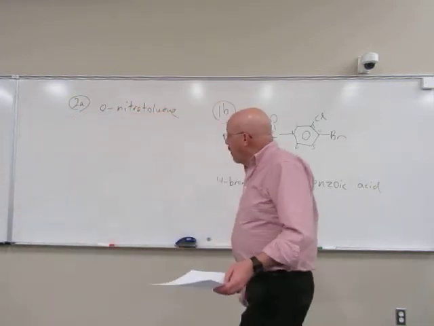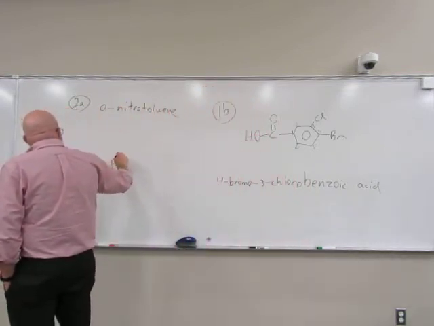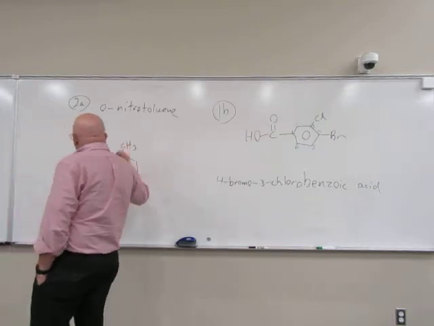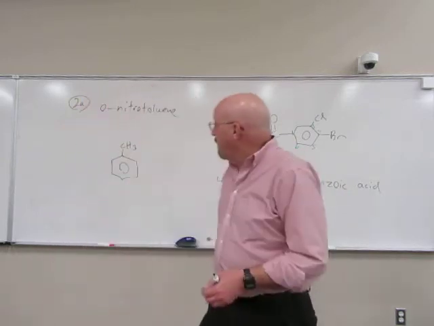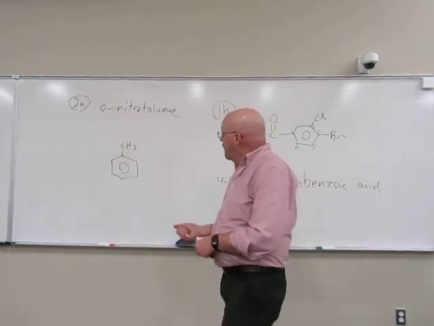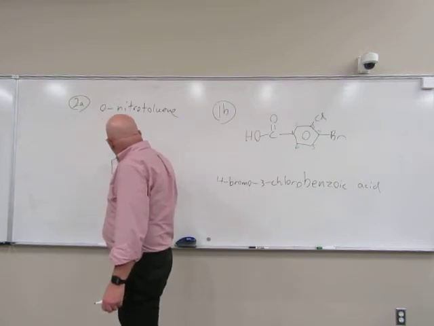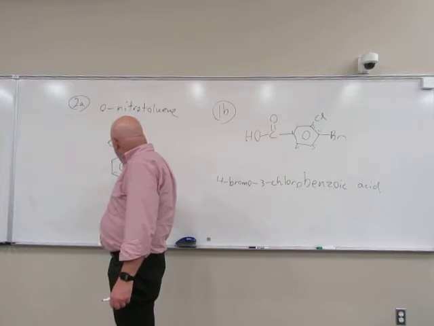First one here is orthonitrotoluene. Toluene, if you recall, is a benzene ring with a methyl group. That is toluene. We have a nitro group in the ortho position. Ortho is the positions next to the methyl. The next one out are meta. There's your meta and there's your para.